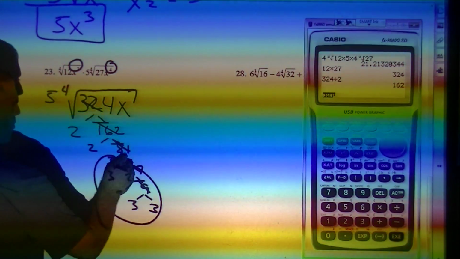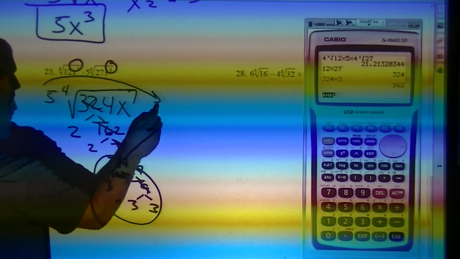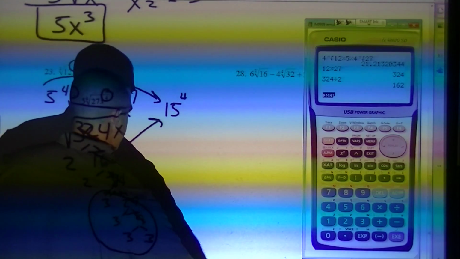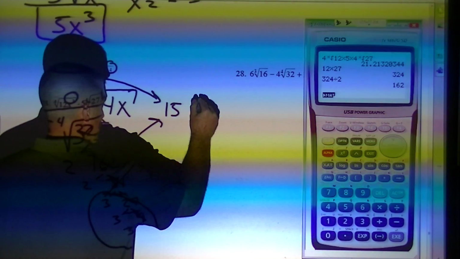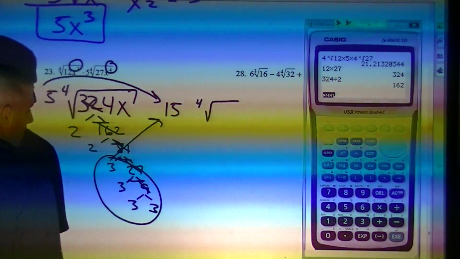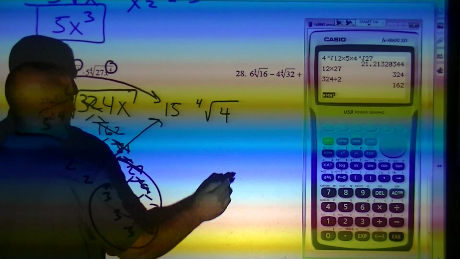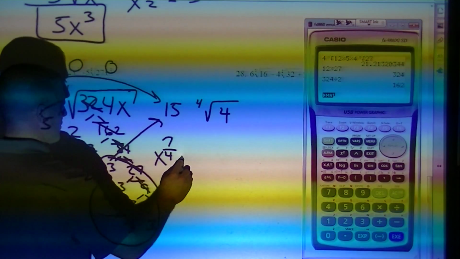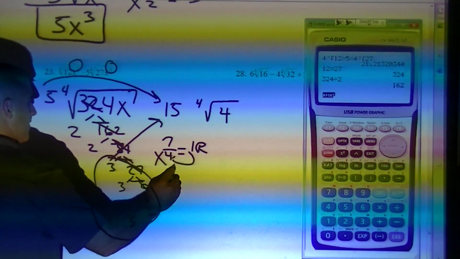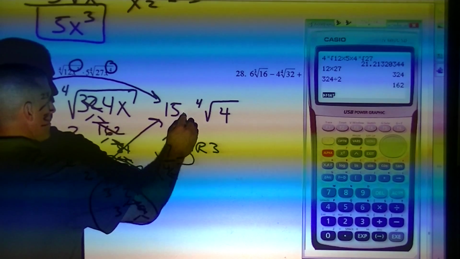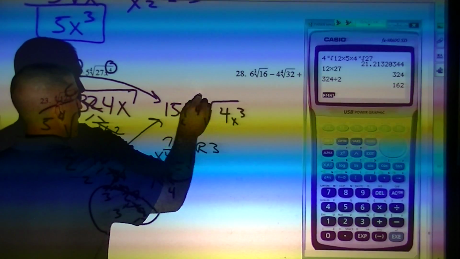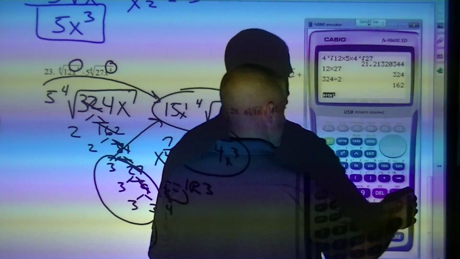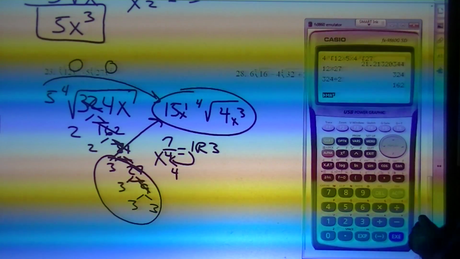Now I'm going to take one of these 3s, and I'm also going to take one of the 5s. So that's going to be 15. I have a little 4th root over here. Things left inside are 2 and 2, which would be 4. I would take 7 divided by, this time the root is 4, so that's going to be 1 with a remainder. If I multiply back, it's 4, 3 more, so x to the 1, x cubed. That's my answer.